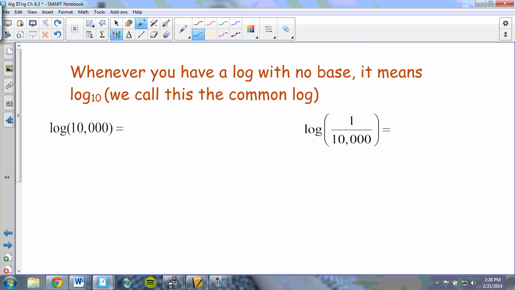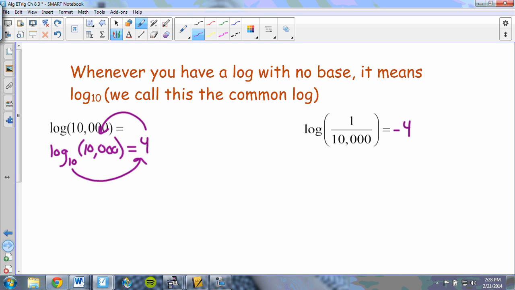If you ever see an equation written that doesn't have a number down here, there's no base, we know it's base 10. We call that the common log, because all of the operations we do tend to be in base 10. So log base 10 of 10,000 is 4, because 10 to the 4th is 10,000. So log base 10 of 1/10,000th is -4.